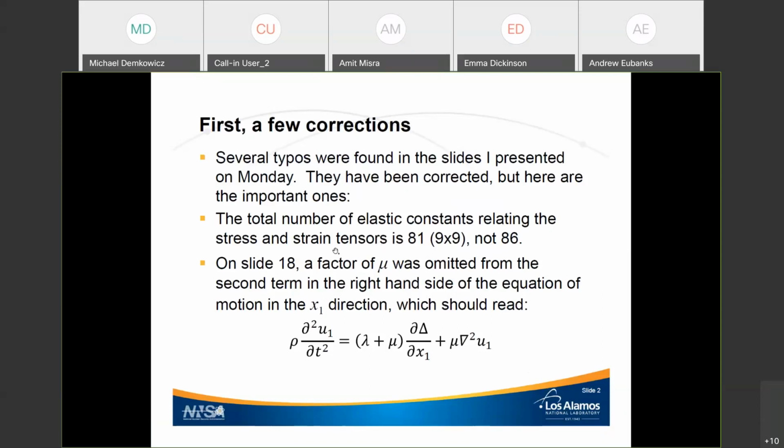The second one is that on slide 18, I noticed that a factor of mu was omitted from the second term in the right-hand side of the equation of motion in the x1 direction. So that equation should have read this, and this is the mu that was actually missing. I have forwarded Michael the corrected slides, and so I think that if you have recently downloaded the slides, you'll have the correct slides.